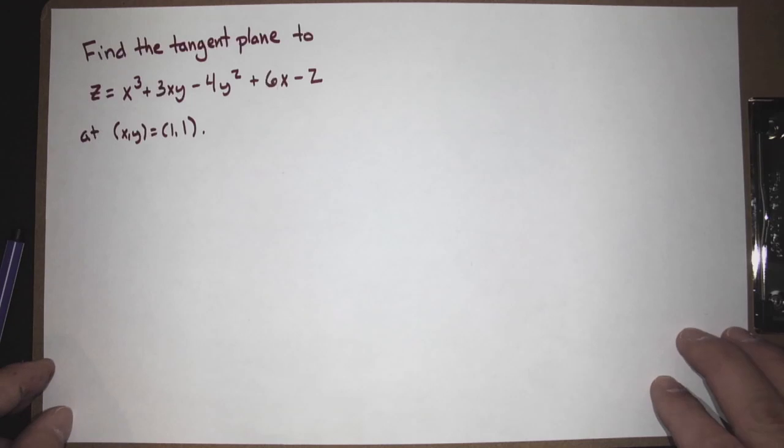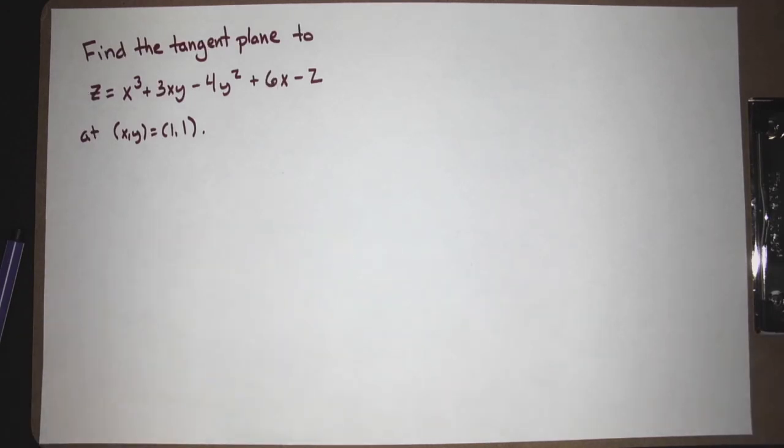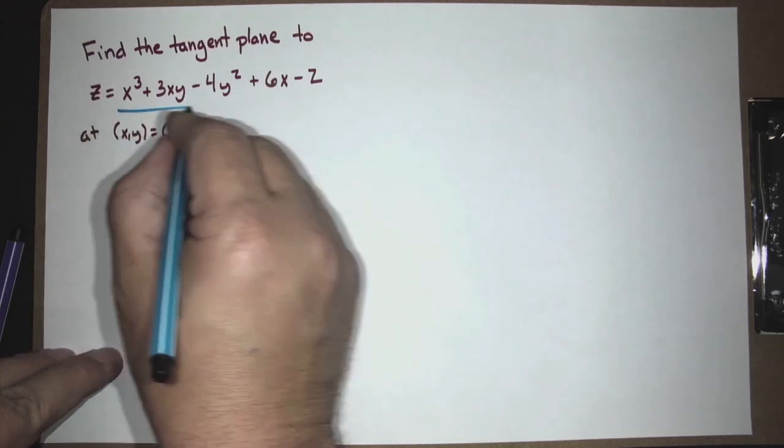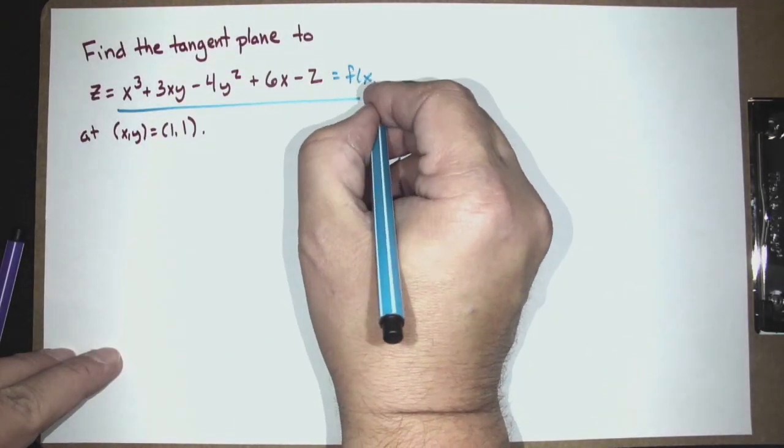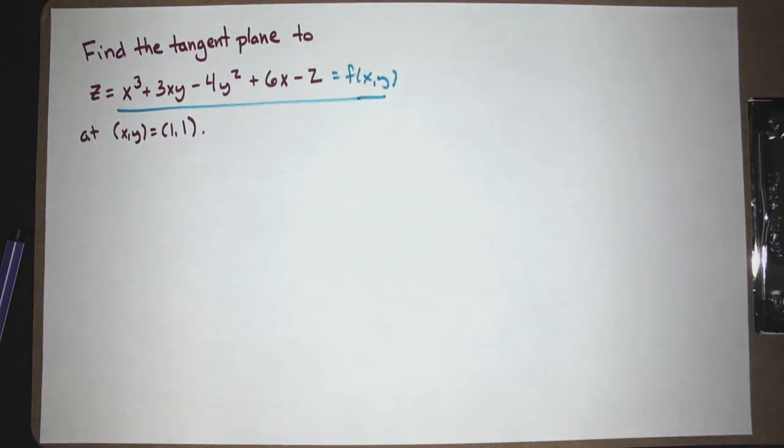Find the tangent plane to the surface z equals x cubed plus 3xy minus 4y squared plus 6x minus 2 at the point xy equals 1, 1. So in particular, we are thinking about this part here. This is our function of x, y. So we have z equals a function of x and y, and we're saying, okay, what's the tangent plane at the point where our inputs are x equals 1, y equals 1?